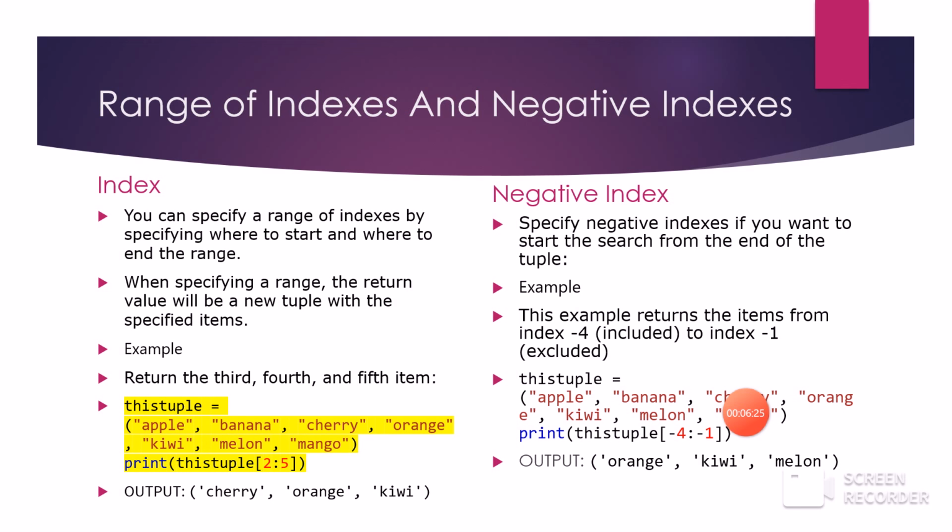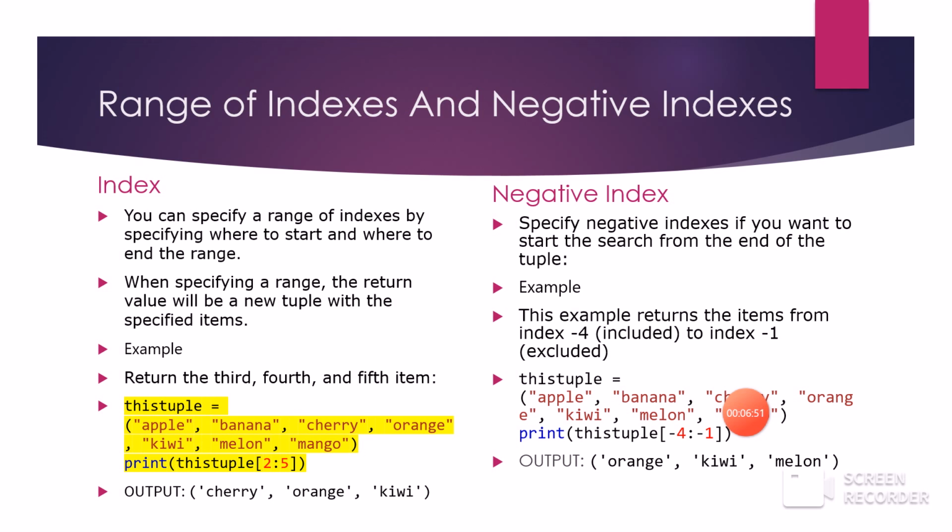So when we give print, the output will be cherry, orange, kiwi, because apple is 0, banana 1, cherry 2, orange 3, kiwi 4, melon 5 and mango 6. Melon is 5, so it will not count. Banana is 1, it will not count. So we have cherry, orange, kiwi.